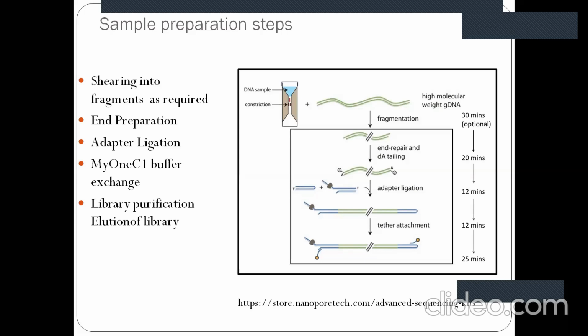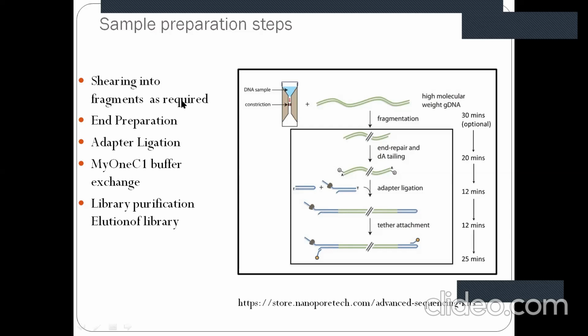So though the main advantage of the Oxford Nanopore is long read sequencing, you basically try to perform a long read. If you don't find any good result, then maybe you can go for fragmentation also. Now, if you go for fragmentation, there is another step for adapter ligation, and as well as a tether attachment.